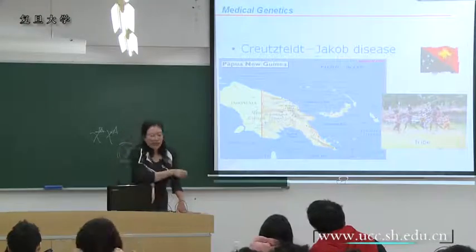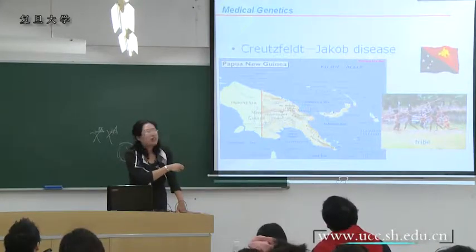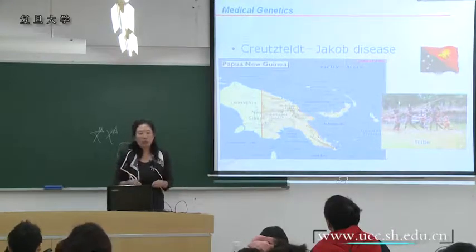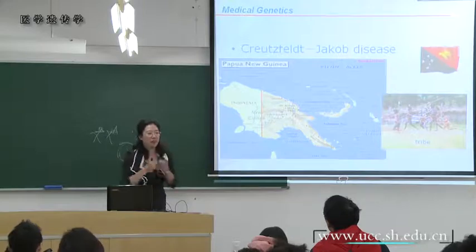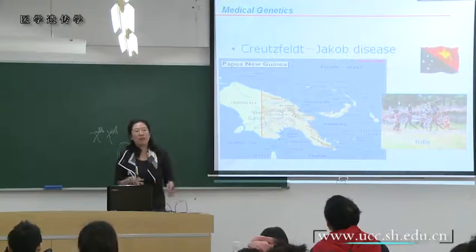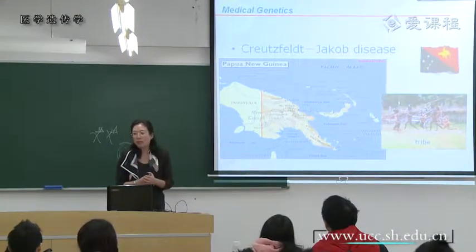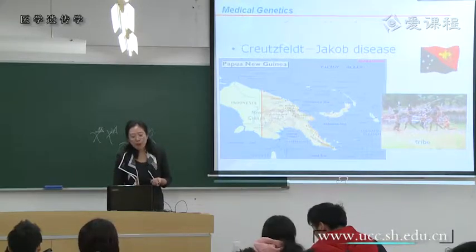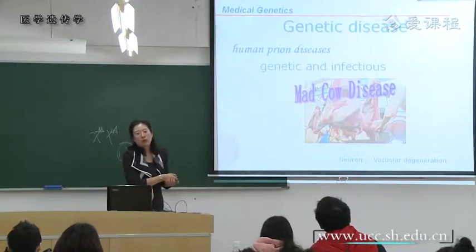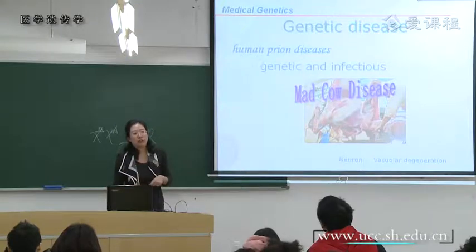Because it happened always in this country, Papua New Guinea. And in that time, the tribes fought each other. And when they caught the enemy, what did they do? Eat them. So at that time, Kuru disease could pass from human being to human being by eating. And now, prion disease is always got from animals by food or passed on from generation to generation.